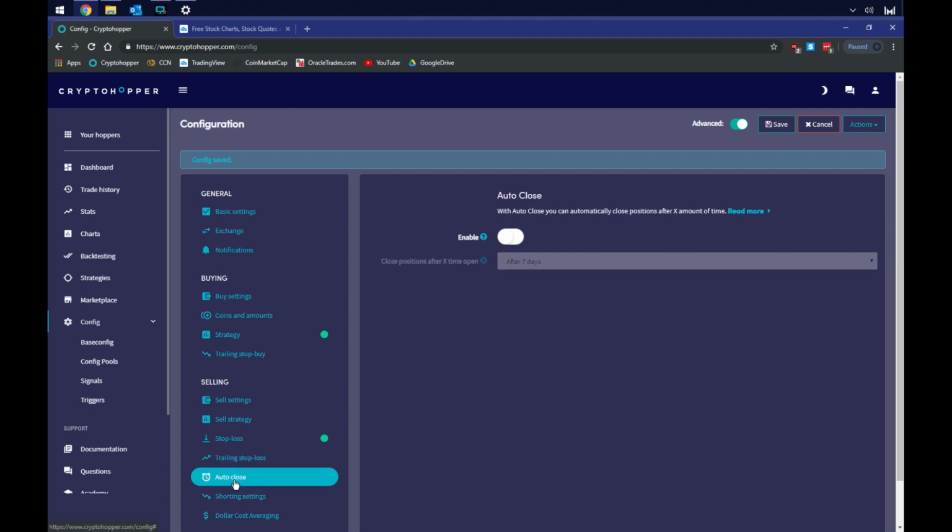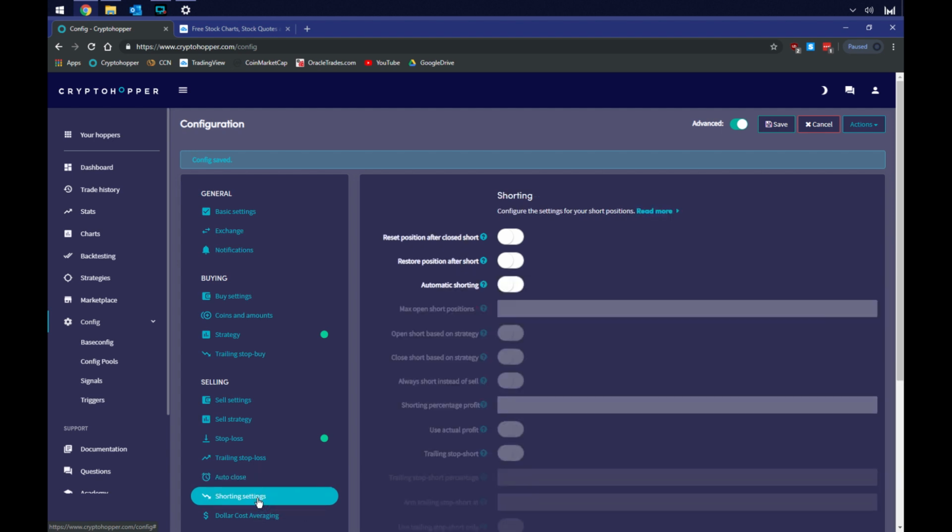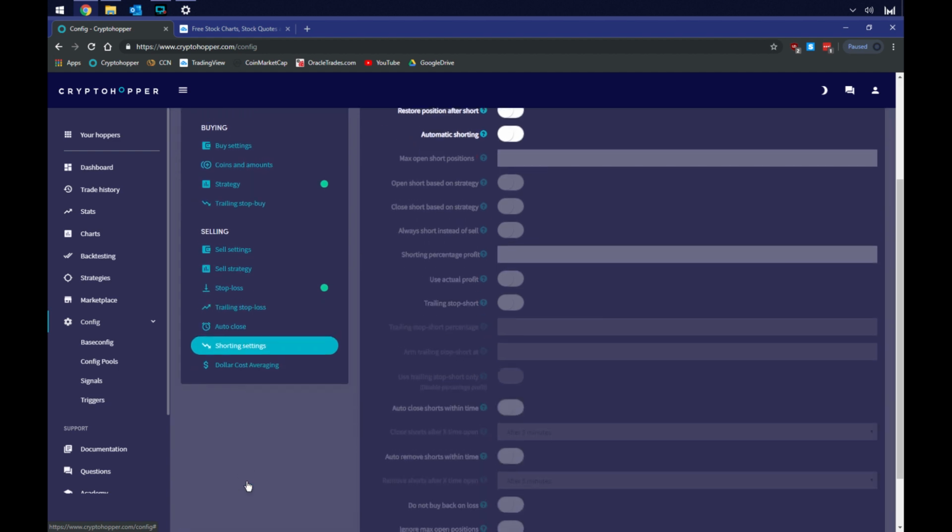Auto close. This is something I don't recommend using, as this will close your position after a certain amount of time, irrespective of the position being positive or negative. The only time I can imagine this making sense is if you trade with a very long and slow pattern changes, and you want to free up slots for new trades to come on in after a certain amount of time. Shorting settings are limited to certain exchanges that support margin trading, such as Kraken.com. We will not be using shorting settings for now, as Binance does not support this right now.